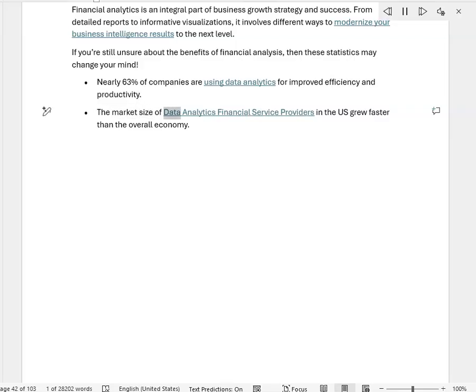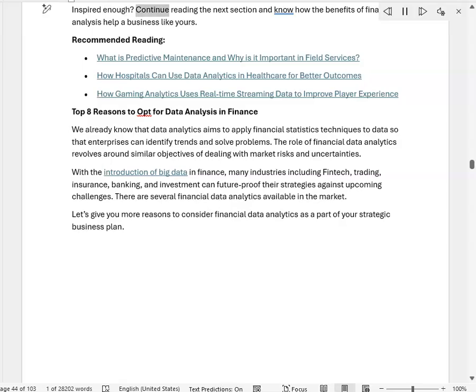The market size of data analytics financial service providers in the U.S. grew faster than the overall economy. Inspired enough? Continue reading the next section and know how the benefits of financial analysis help a business like yours.